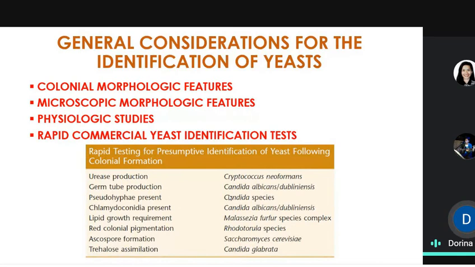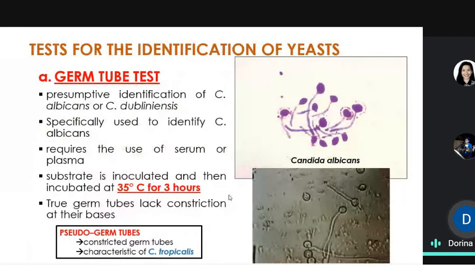Then there are physiologic studies and the rapid commercial yeast identification test, or usually what we also call the API, wherein it will show you the analytic profile index of the organism. These are small tubes. All the biochemical tests are there, just for that specific organism. So that you have your different rapid tests. You have your urease production, your germ tube production, the presence of pseudohyphae, chlamydoconidia, and so on and so forth. So, the germ tube test.